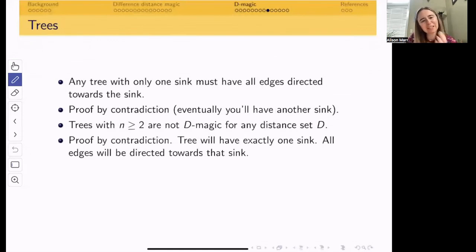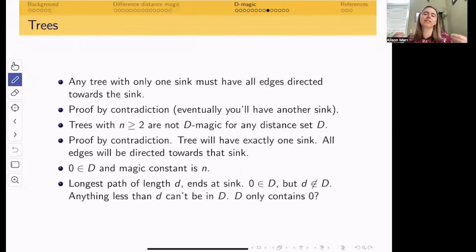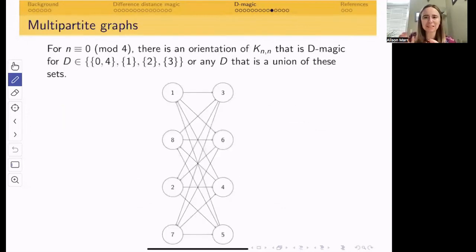So trees will have exactly one sink, by the corollary of the lemma up there, and all the edges are going to be directed towards that sink, which means that 0 has to be in the distance set and your magic constant is n. And so the longest path of length d will end at that sink. And 0 is in your distance set, but little d is not in your distance set. And so anything less than d can't be in the distance set. And so your distance set only contains 0, which is not going to happen if you have more than one vertex. And so we can't do any kind of trees, except for the single vertex, if you think that is interesting. And so that eliminates a big family of graphs that people like to label.